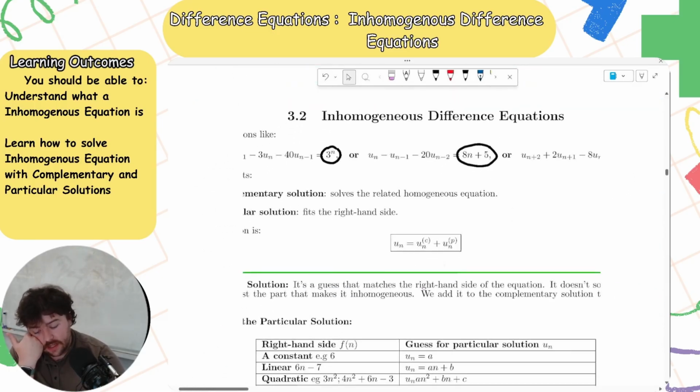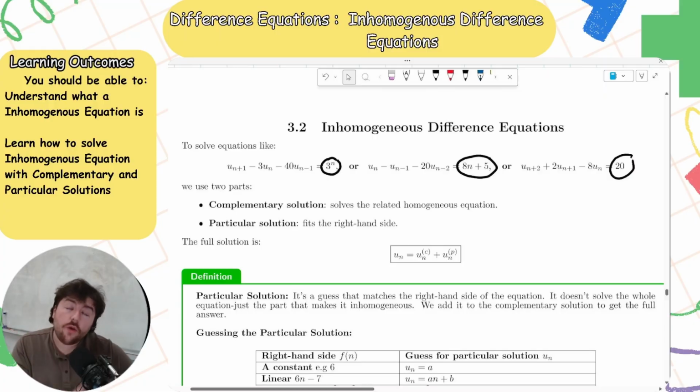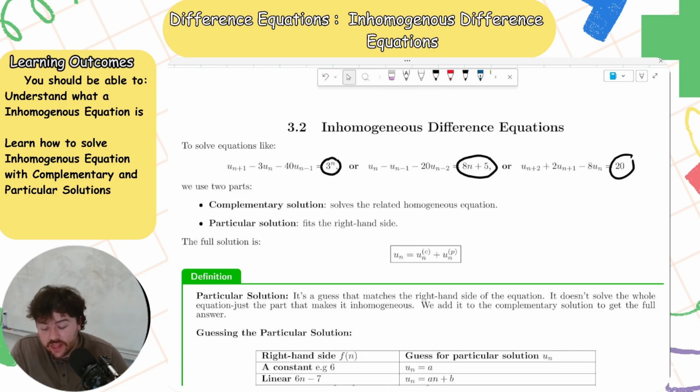So how do we solve inhomogeneous difference equations? Well, we do literally what we did before. We just have one extra step. To find the solution to an inhomogeneous difference equation, we need to find the complementary solution, which is just finding a general solution for the homogeneous part of the difference equation, which is what we did in the last video. And the new thing is we need to find the particular solution, that is what fits the right-hand side of my equation. And then we add the two of them together. And then that is how we create our solution for an inhomogeneous difference equation.